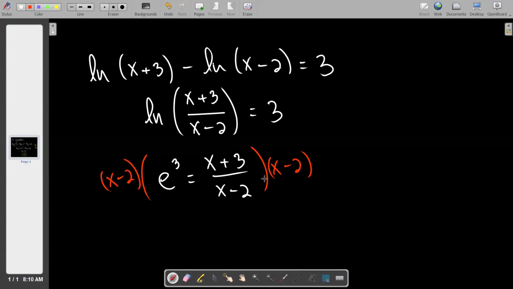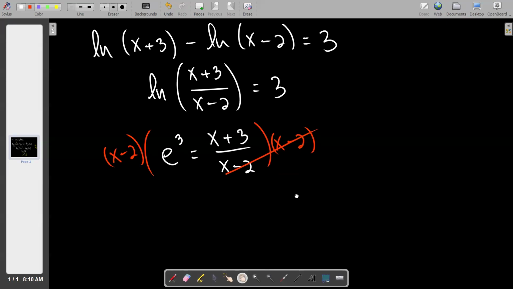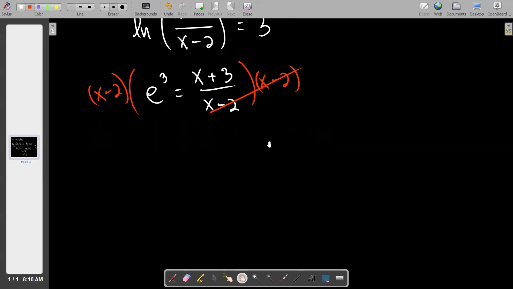At this point, it just becomes sort of an algebra nightmare to try to get X to a point where I can get it by itself. So on the left-hand side, I wind up with e cubed times x minus 2e cubed equals x plus 3. I just distributed, right?